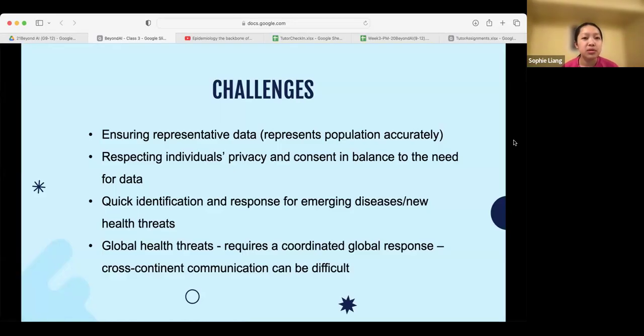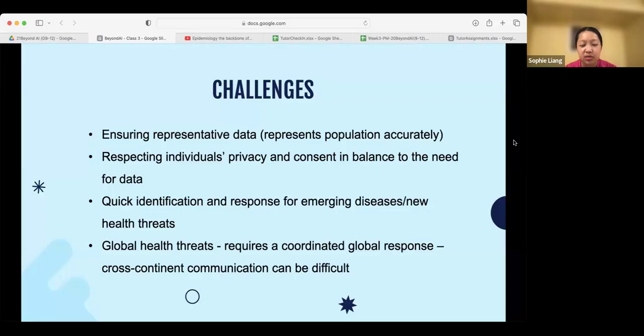Because different people, like different demographics, like male, female, let's say different races, different ethnicities and ages, they all respond and behave differently in terms of health and medicine. So it's important to have representative data so that the results can be applied to everyone in the whole world.